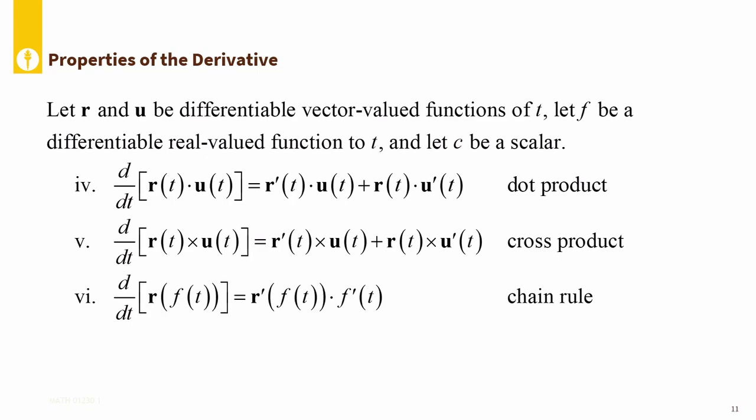Now, it's important to note that these 6 properties, you don't actually need any of them. What do you mean? So glad you asked. I'll use property 5, for instance. Couldn't I just take the cross product of the vectors first, then take the derivative? So then why would I do 2 cross products when I can just do 1?